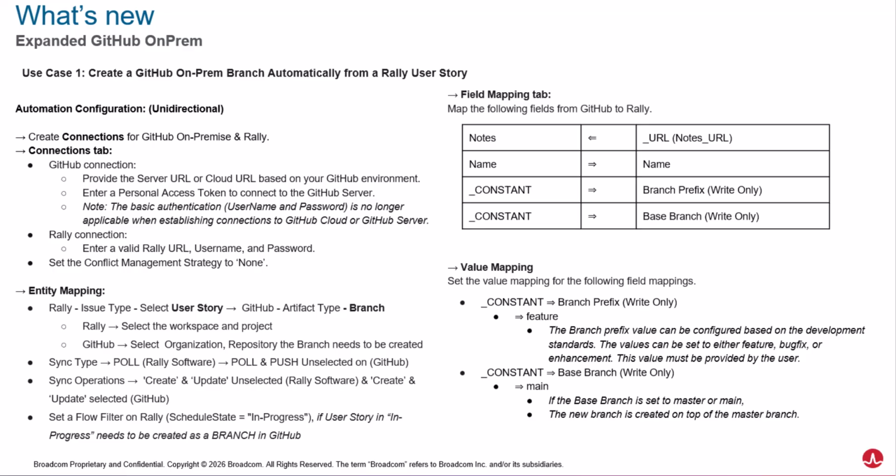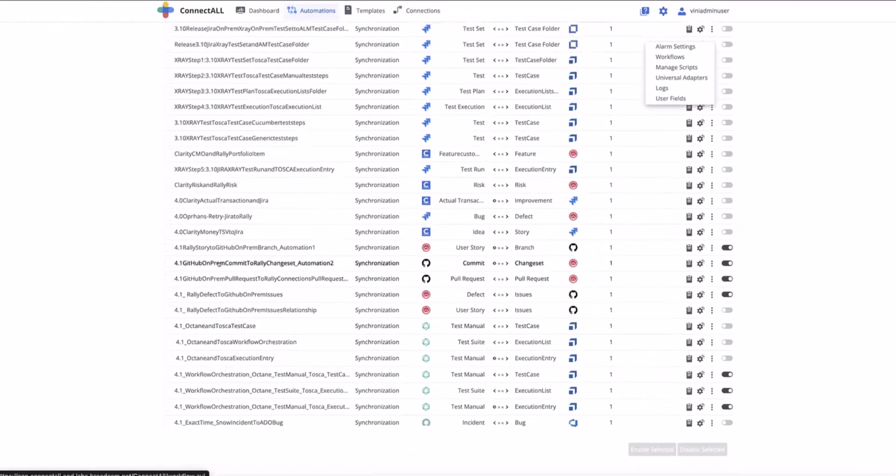Let me jump into the automation so I can show you from here. I've created four automations for GitHub. My first automation starts with a Rally user story, which creates the branch. The next one is, when a commit is added in GitHub, it synchronizes as a change set on the story. The pull request can be synced between them, and then we also have defects to issues. So let me open up EAP for a quick demo on this Rally.